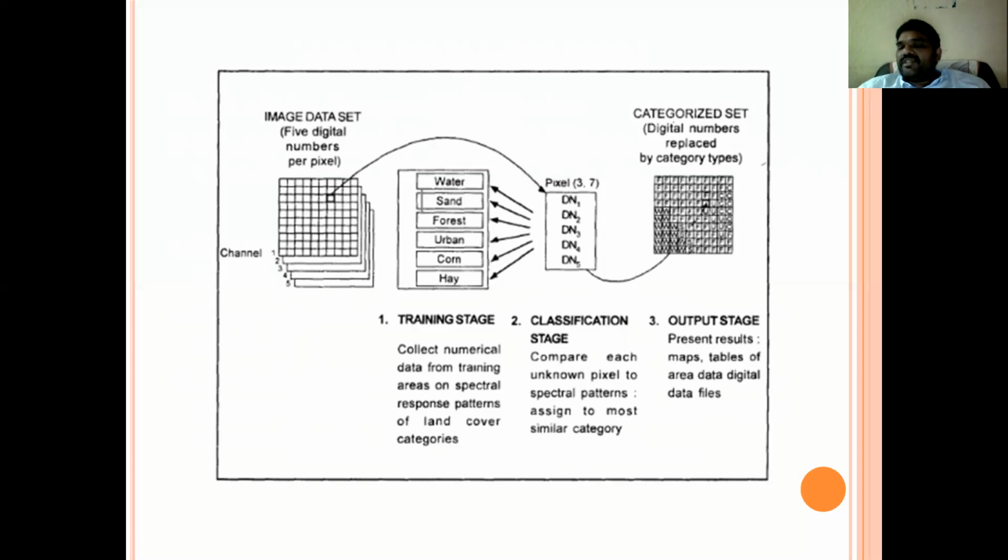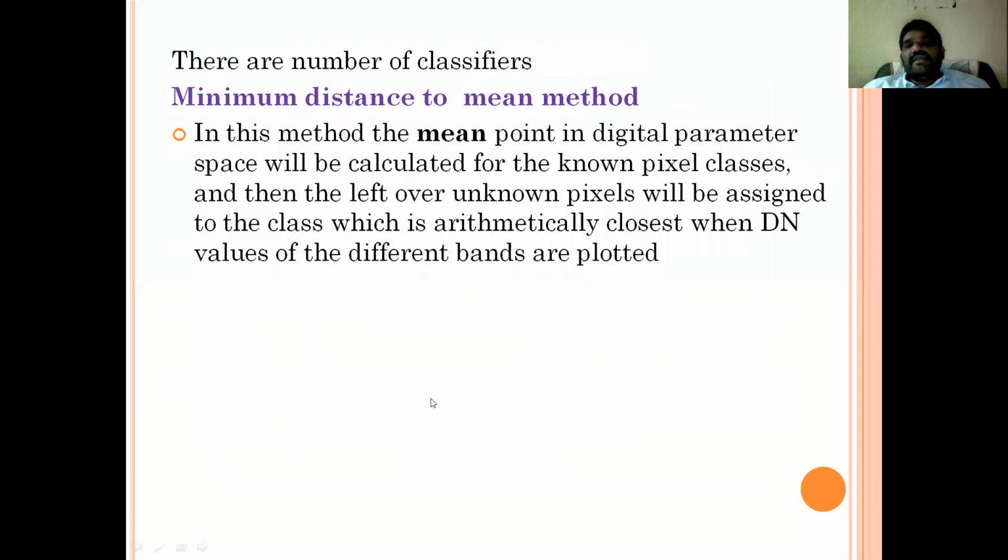Based on the numerical description, once he gives the algorithm, the class names will be found out as an output, and we will get the information instead of digital numbers. The names of the classes will be given in the form of tables, maps, digital data files. I said that the output of remote sensing is input to GIS, and this output will be used as an input to GIS.